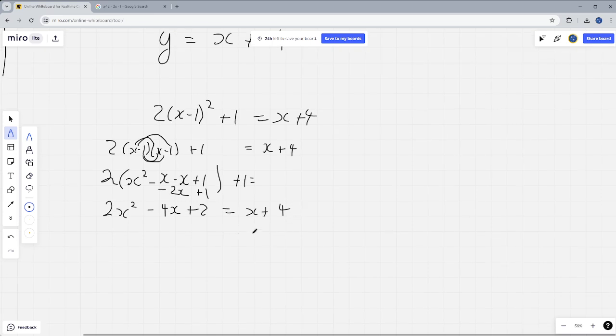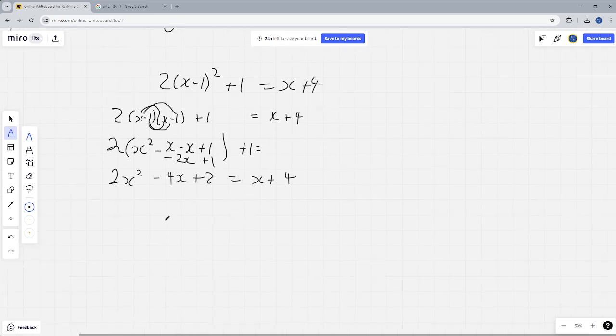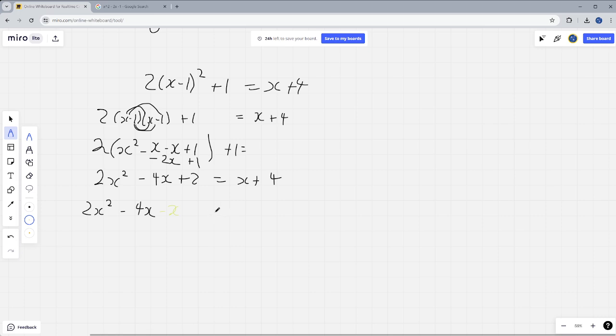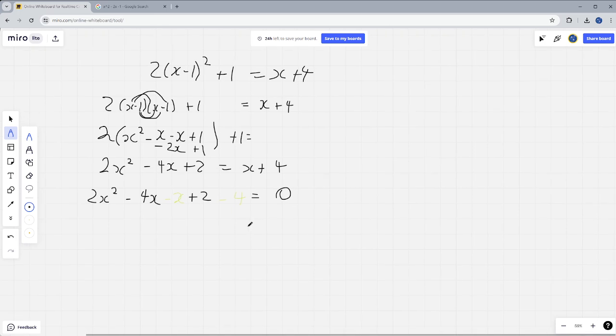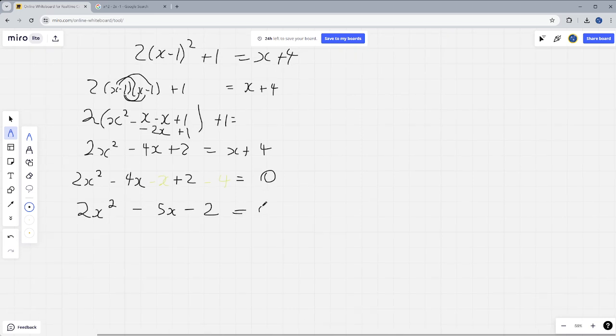Now let's move everything to one side and make one of the sides equal to 0. It would probably be easier to move the x plus 4 over. So we have 2x squared minus 4x. Let's bring the x over here and make it negative x. Right? And then we have minus 4, and we still have the plus 2. And all we're left with on the right side is 0 now. So 2 minus 4, we're going to be left with negative 2. Minus 4x minus x, negative 5x. And then 2x squared remains unchanged, and it's equal to 0.